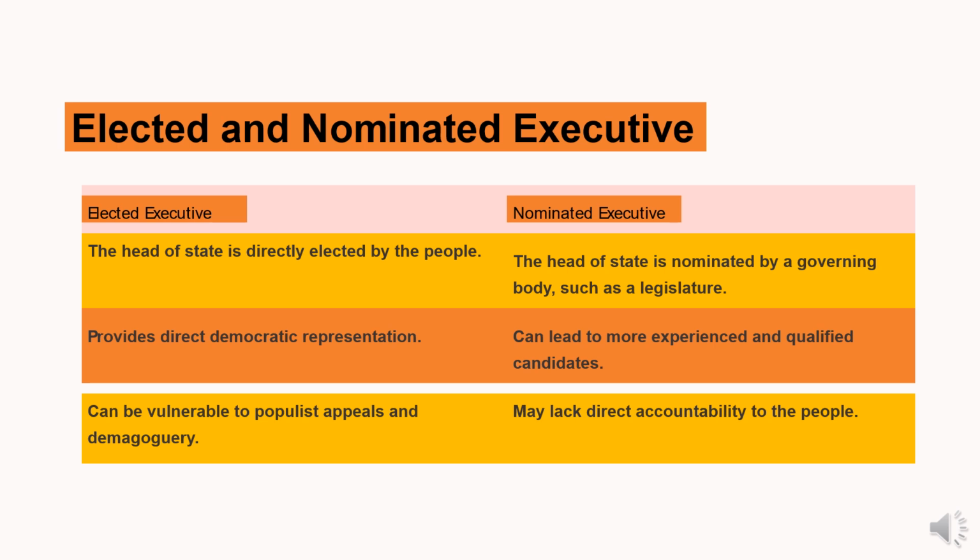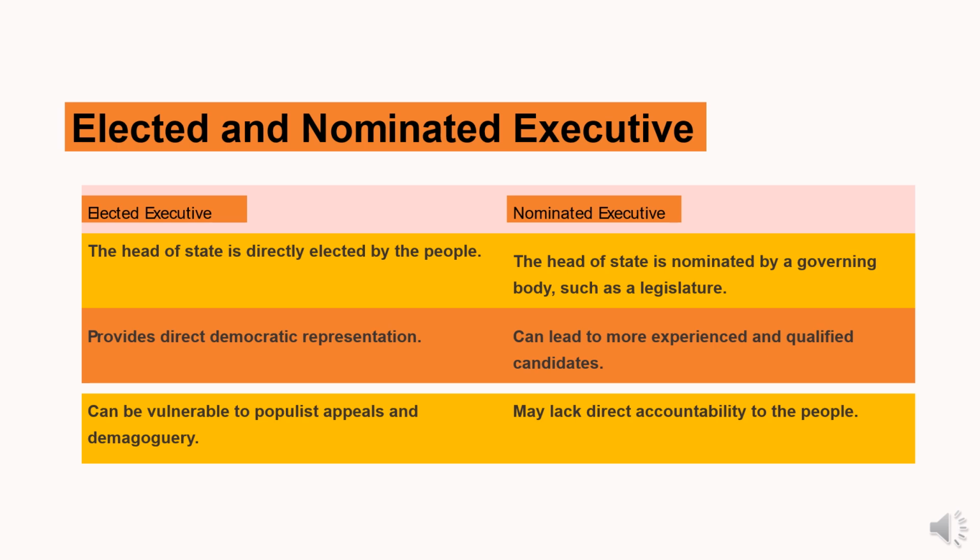Examples of elected executives: presidential systems, for example in the United States, Brazil, and parliamentary systems, United Kingdom, Canada, India, etc. The elected executives have some responsibilities: policy making and administration, legislative interaction, representation, etc.